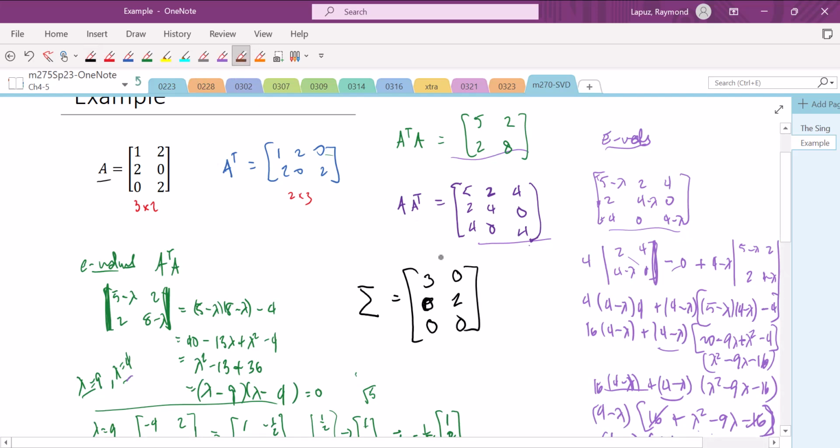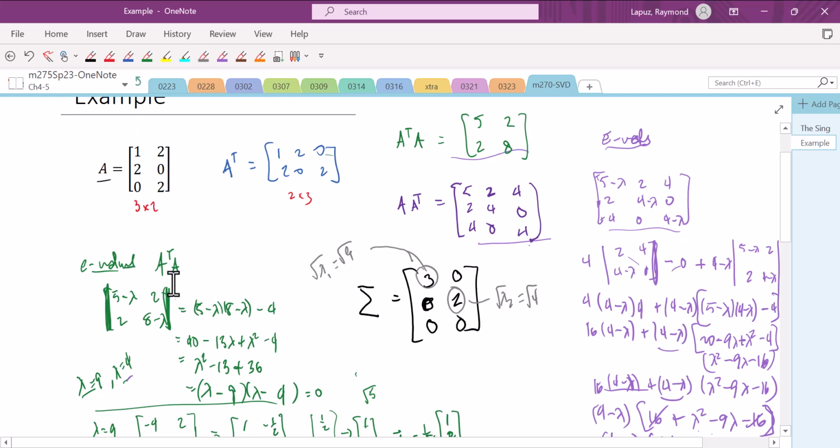All right, so just to confirm where these things came from, this is the square root of lambda 1, which is the square root of 9, and then this is the square root of lambda 2, which is going to be the square root of 4, which is equal to 2. So those are our two singular values.